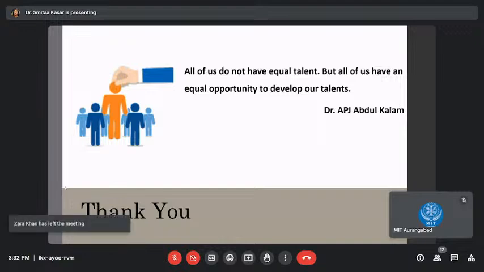Finally, we are towards the end of my presentation, and I would like to end with a quote from Honorable Dr. APJ Abdul Kalam. He said that all of us do not have equal talent, but all of us have an equal opportunity to develop our talents. So all the students who are listening to this presentation, this is an opportunity for you to choose the best of your careers and develop your talent. Thank you. That's all from my side.